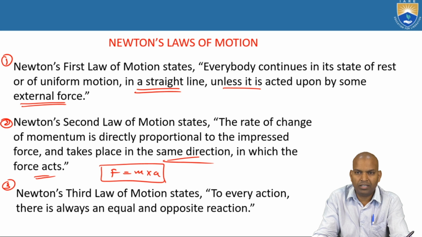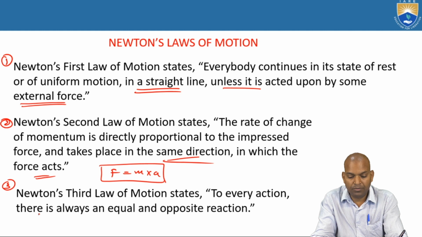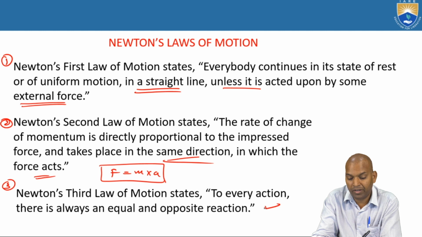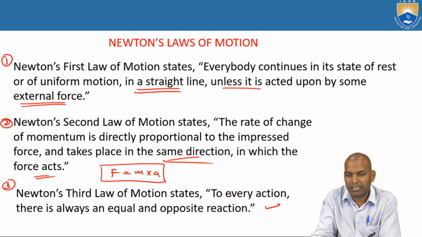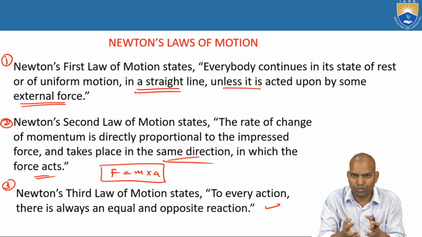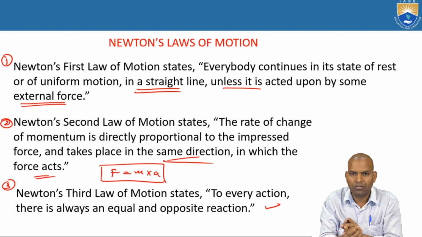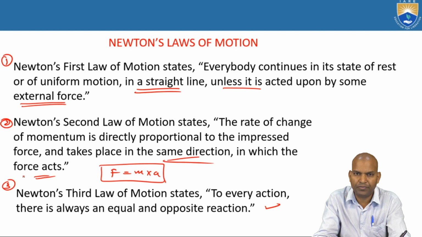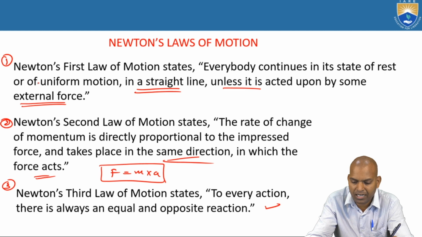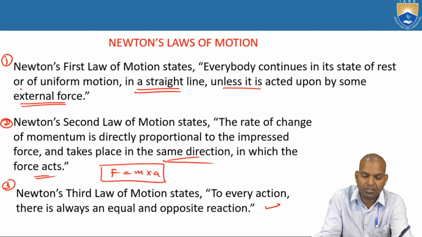The third law of motion states this. Now, where will the equal and opposite reaction be applicable? We already used this equal and opposite reaction in statics also. When there is a weight of 10 newtons, the reaction force is vertically opposed. So the third law gives equal and opposite reaction, the second law gives F equal to mass times acceleration, and the first law says that a body continues in its state of rest or of uniform motion unless acted upon by some external force.